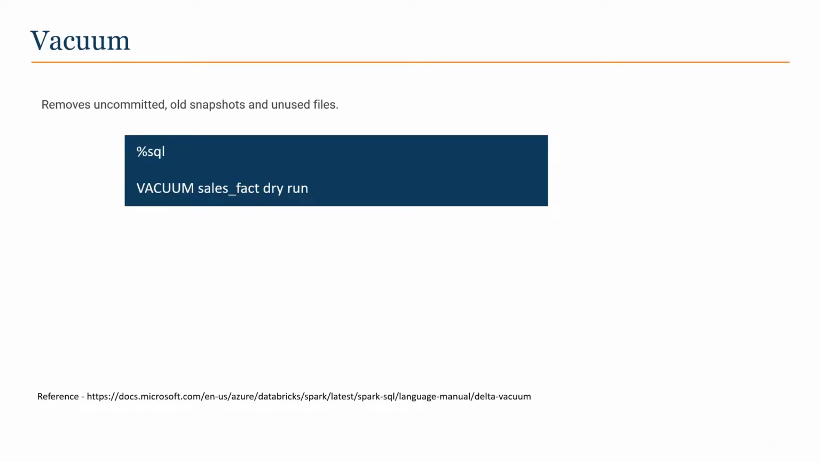Now, we're talking about vacuum. Vacuum is an operation that removes uncommitted old snapshots. So what is a snapshot? The delta table supports a lot of concurrency, with multiple users reading or writing data into the same file, and this happens because it creates a lot of snapshot files. So a lot of snapshots are created on the data set, so that people can simultaneously read and write data. At the time of commit, whichever finishes first will be committed, and the later one, if it is working on old data, will throw an error.